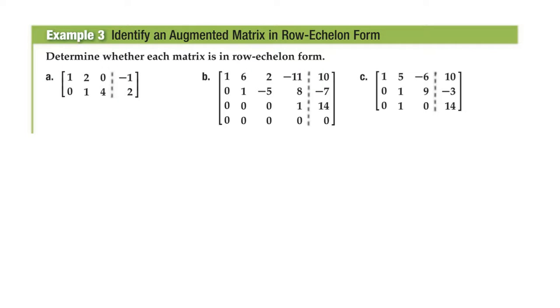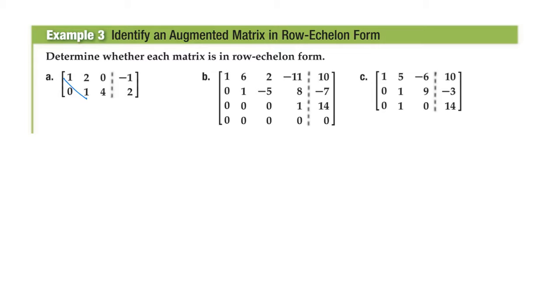Okay, so we want to go ahead and identify these augmented matrices, each matrix, if it's in row echelon form. So there are the three stipulations. First, you want to make sure that the coefficients are 1. So in A, yep, you see that the leading coefficients are 1.